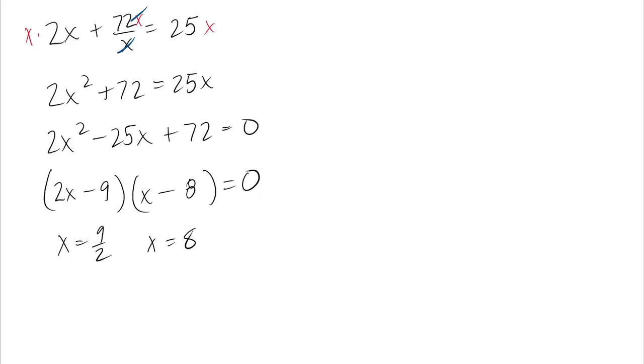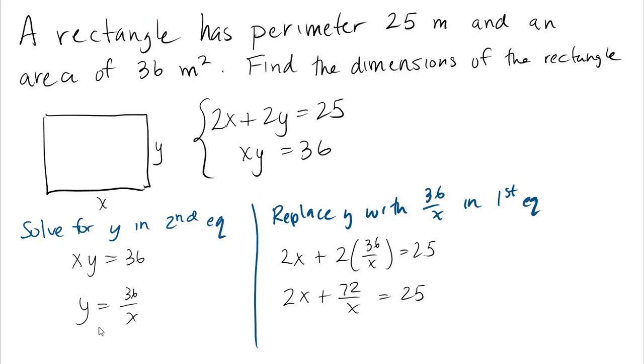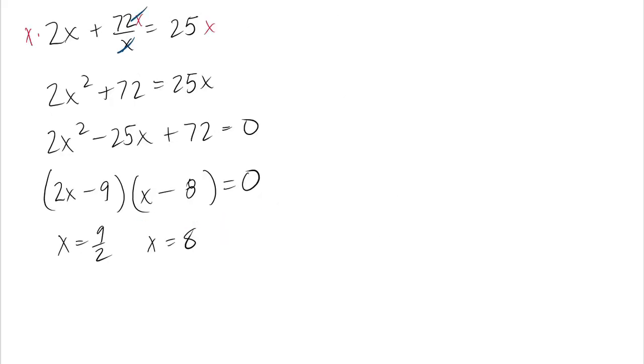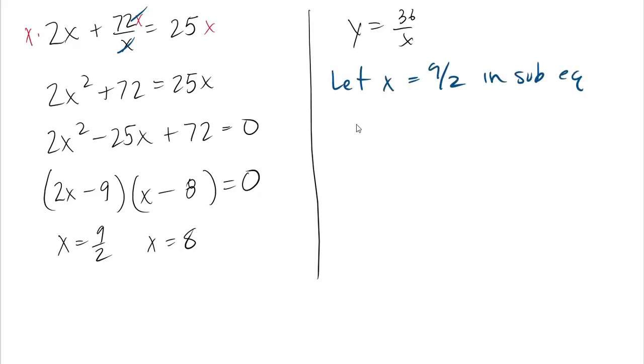So now we need to find the y values, but some of you might have guessed this. The y value that corresponds to each solution is going to be the other solution. It's just a matter of whether x is the short side or the long side. But I'll prove that to you by going back to the substitution equation. Our substitution equation was y equals 36 divided by x. If I let x equal 9 halves in the substitution equation, I get that y equals 36 over 9 halves, which is 36 times 2 ninths. 9 goes into 36 4 times. 4 times 2 is 8. And we get that when x is 9 halves, y is 8.